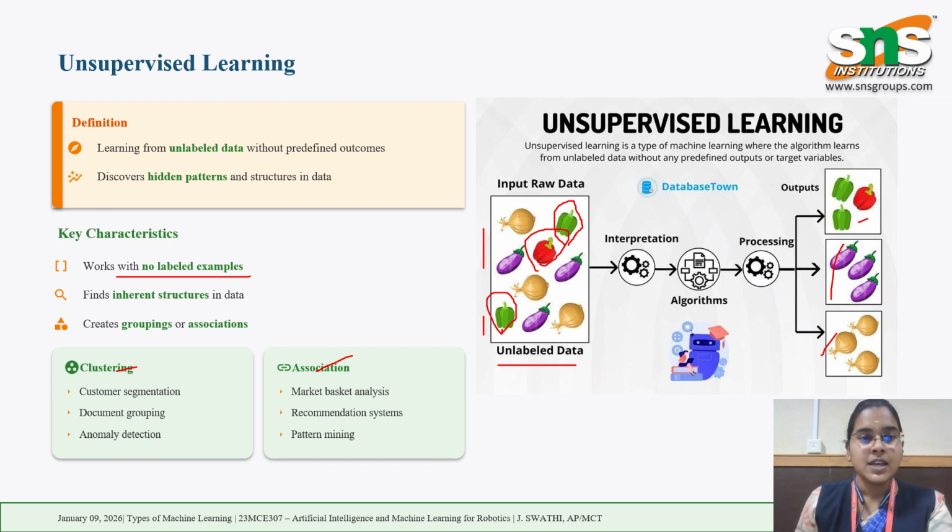In unsupervised learning we have two things: clustering and association. Clustering is mainly used for customer segmentation, document grouping, and anomaly detection. Whereas association rules are used for market basket analysis, recommendation systems like Amazon, Netflix, etc., and pattern mining.